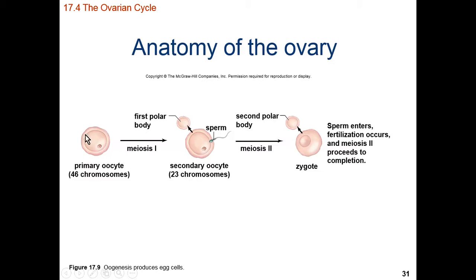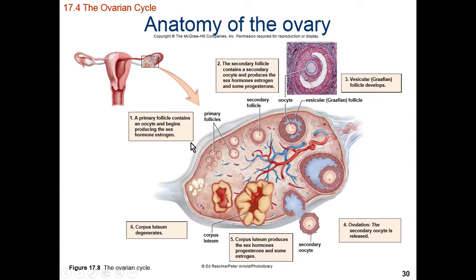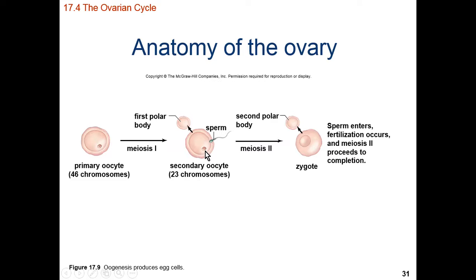The primary oocyte, pictured right here, has 46 chromosomes. This is at the beginning of oogenesis, and it will go through meiosis. During the process of meiosis, we go from a diploid cell to a haploid cell. And this primary oocyte, during meiosis, will release a first polar body. The actual cell that's ovulated is a secondary oocyte, pictured right here. And when a sperm penetrates that secondary oocyte, we finish meiosis, and the last polar body is released from oogenesis.